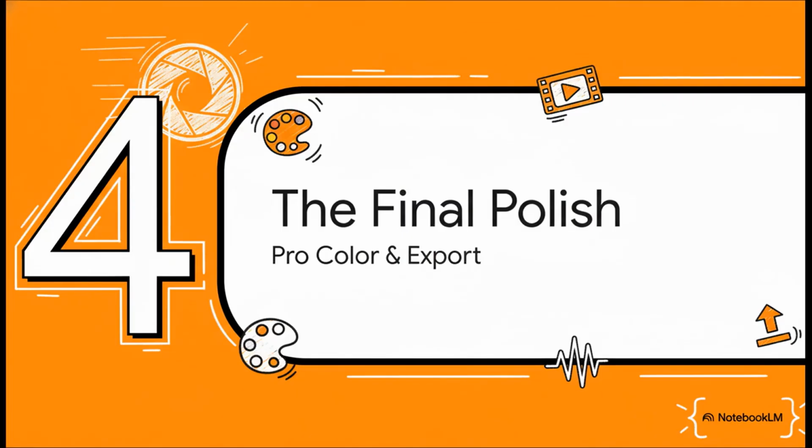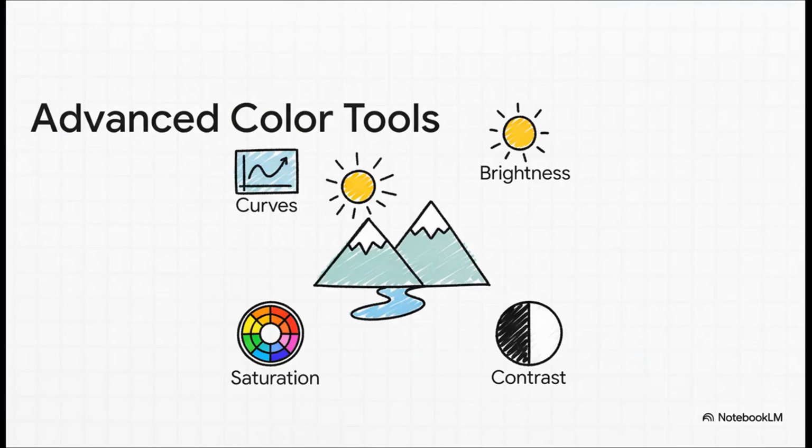Okay, you've built your story, you've added amazing effects, your text is looking incredible. Now it's time for the final polish. Let's talk about professional color and export. And we are way beyond simple Instagram filters here. VivaCut gives you a whole set of professional color tools. You can tweak the brightness, contrast, saturation, sharpness, all the standards.